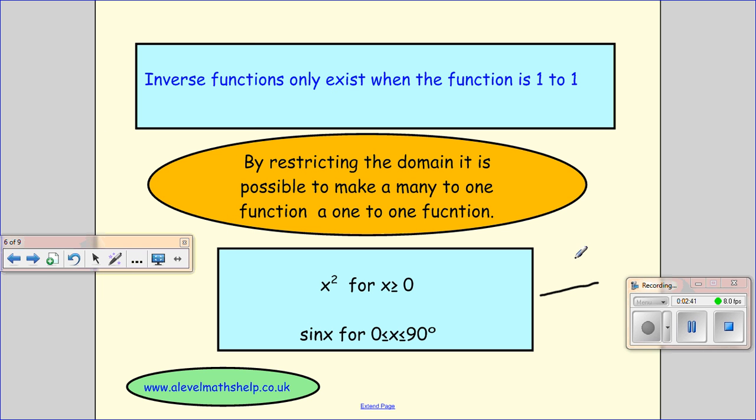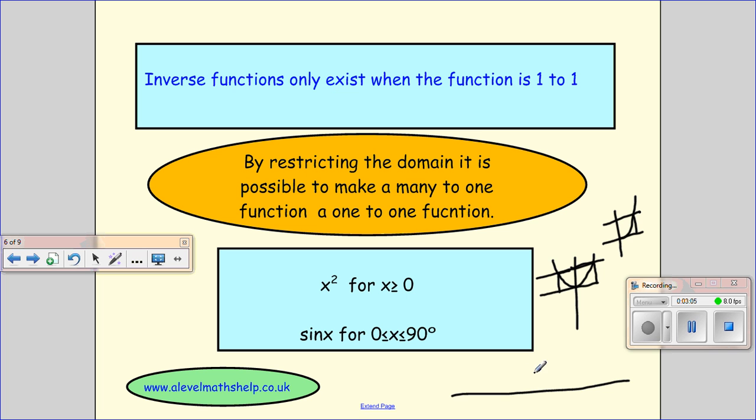So if we have y equals x squared, we can see that that's a many-to-one function because this input here will give this answer there, and this input there gives the same one. But if I restrict my domain, so I restrict my x values and only have positive x, you can see I've only got half of it, and now I'm back to a one-to-one function.